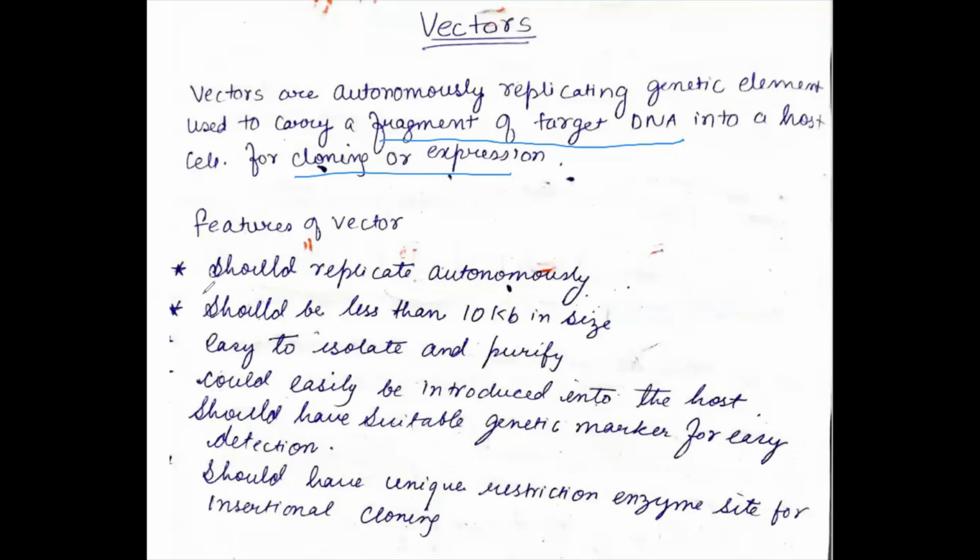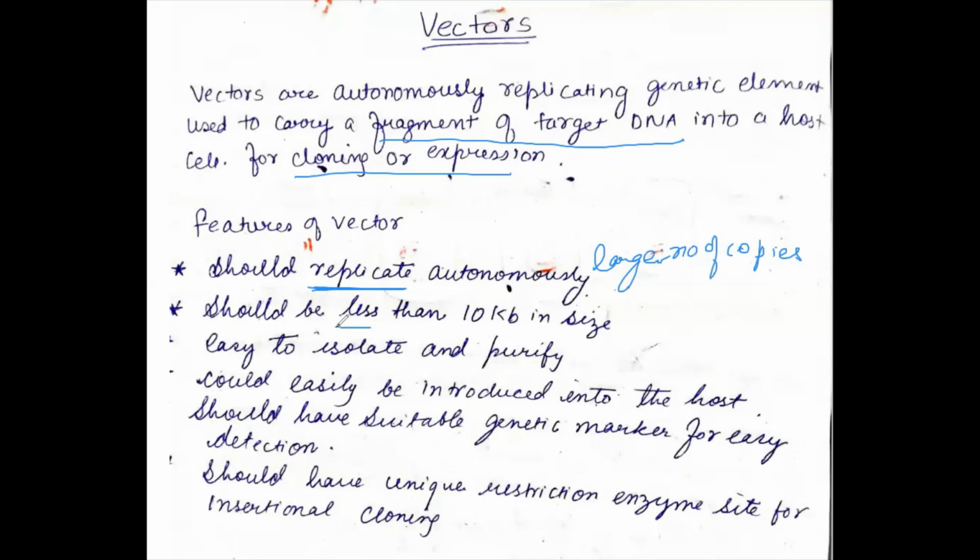The first and foremost property is it should replicate autonomously. So here is the objective of cloning. What is the objective of cloning? We have to obtain a large number of copies. So when I need a large number of copies, it should be very clear that the vector should be replicating autonomously, which will give me multiple copies.